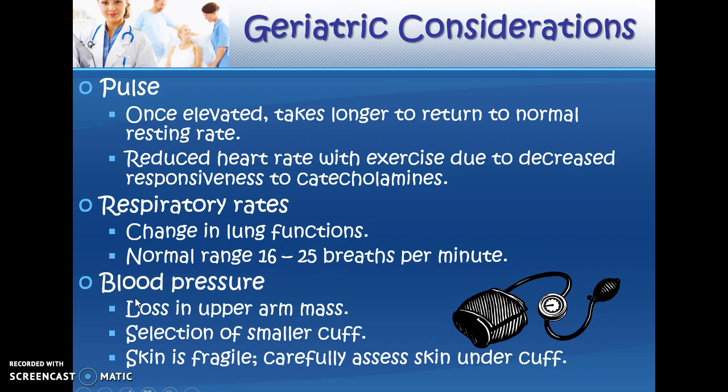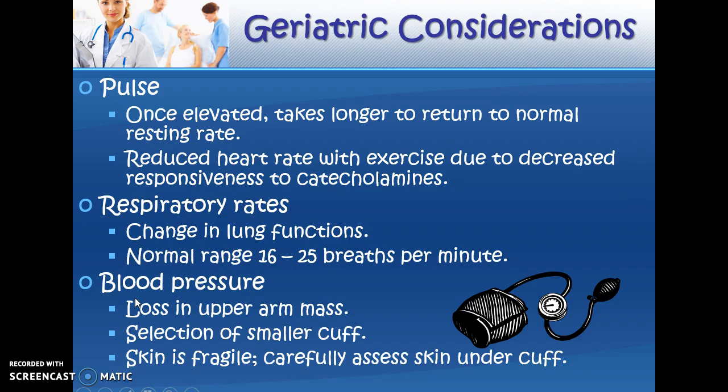There are changes in lung function in the elderly, so respiratory rates are generally higher in older adults. The normal range for an older adult is 16 to 25 breaths a minute, so we consider that normal. They're going to be breathing faster, which of course means when they exercise, their respirations are going to go up as well. So that's going to be different in them.